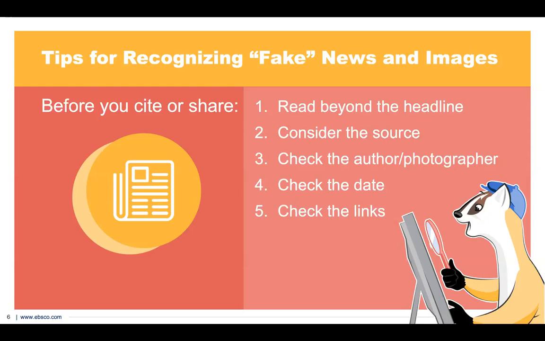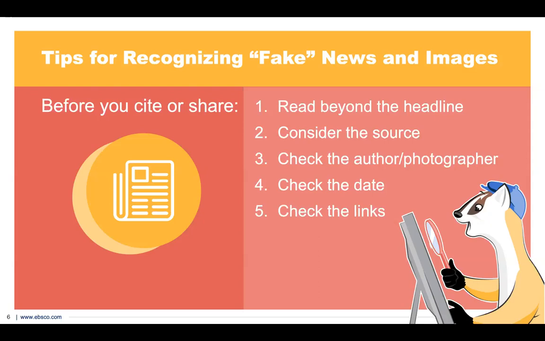Number two is consider the source. So I think this would be going back to the chart that we had 2 slides previous. So considering your source, where does it lie on the map of neutrality and reliability? And making sure that the article has an author or a photographer if it's an image. If things don't have an author labeled, that is not going to be a trustworthy piece of information.